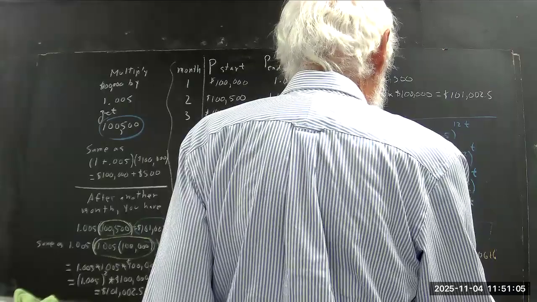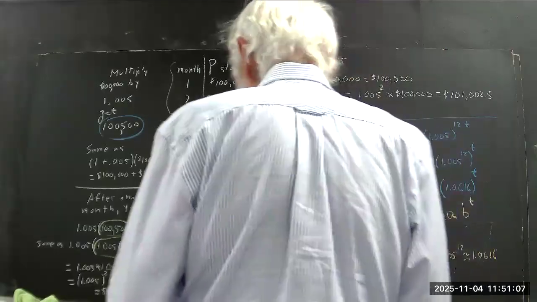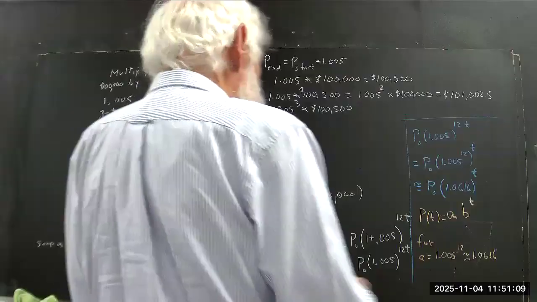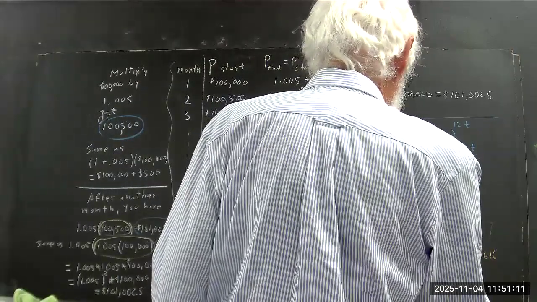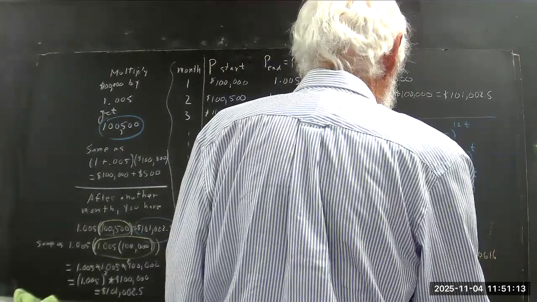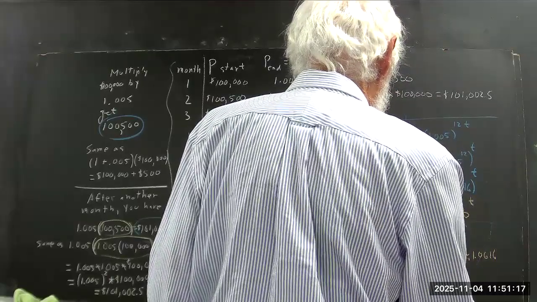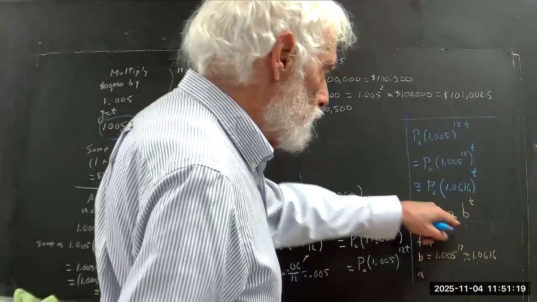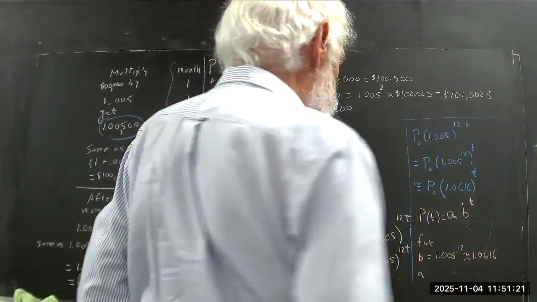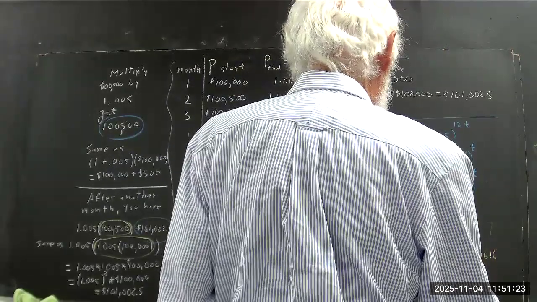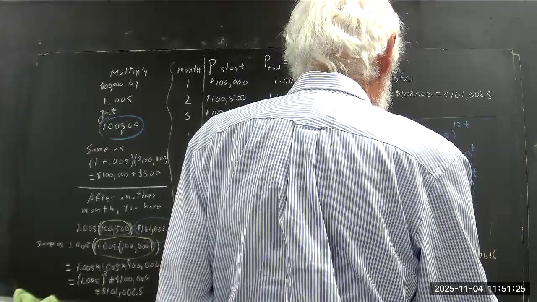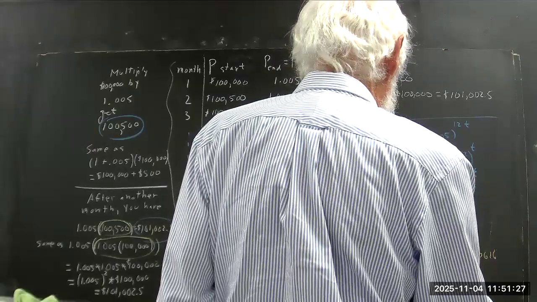And B, this is B that's equal to 1.0616. That's the base of your exponential function. And A equals P sub 0.